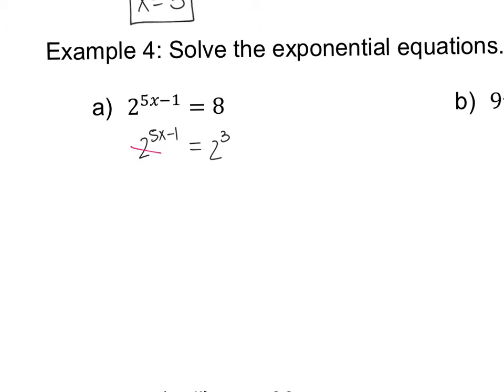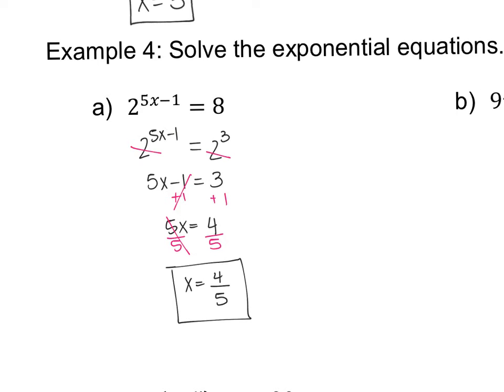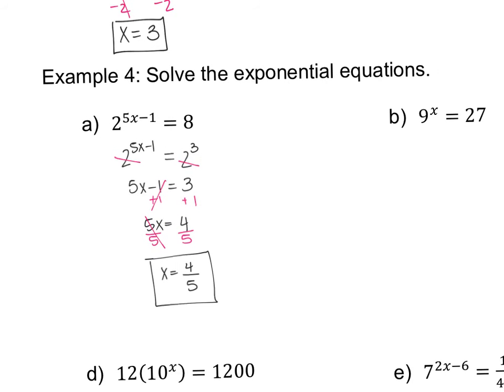So now that the bases are the same, they cancel. And so I really have 5x minus 1 equals 3. And now this becomes easy to solve. I'll just add 1 to this side. That cancels. 5x comes down, and this becomes a 4. And then I need to divide by 5. And it looks like x is equal to 4 over 5. So you get a fraction as your answer, but that's okay. Sometimes we just have fractions. Or you can change that to a decimal, but I would keep it as a fraction.